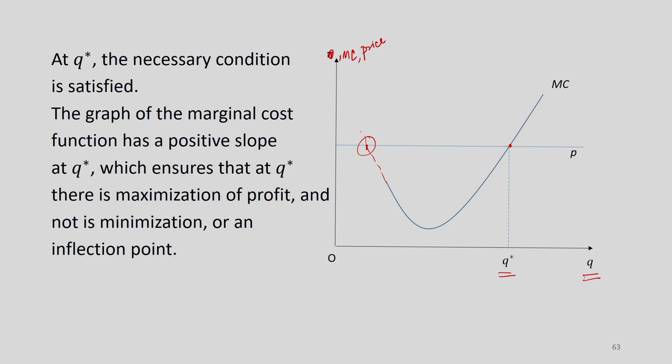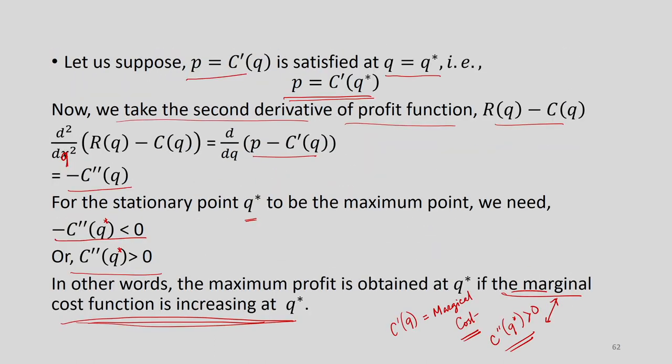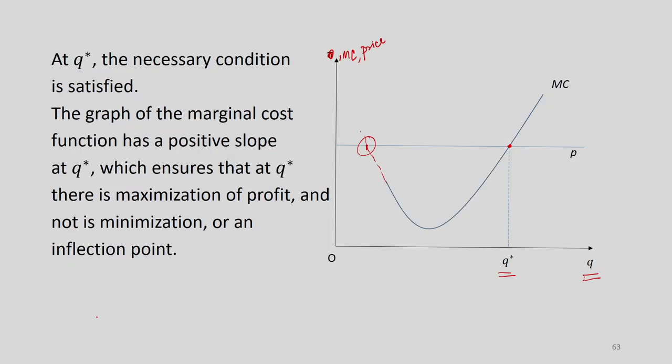Now, at this point P is equal to MC, marginal cost is equal to price, so the necessary condition is satisfied. Is the sufficient condition, the second order condition, satisfied at q star? The answer is yes. Because remember, the sufficient condition was that the marginal cost function should be increasing at q star, and that is clearly satisfied because the MC has a positive slope at this point of intersection q star. The graph of the marginal cost function has a positive slope at q star, which ensures that at q star there is a maximization of profit and not minimization, nor is this an inflection point. So, that is how it looks diagrammatically.